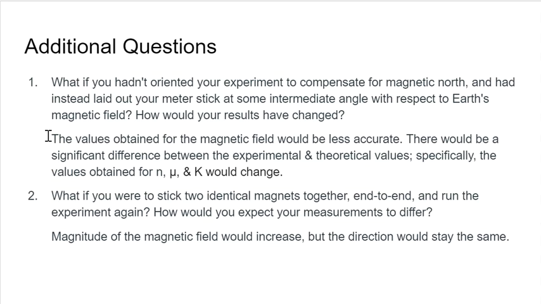And also, what if you were to stick 2 identical magnets together end to end and run the experiment again? How would you expect your measurements to differ? And so we would expect that the magnitude of the magnetic field would increase, but the direction would stay the same.